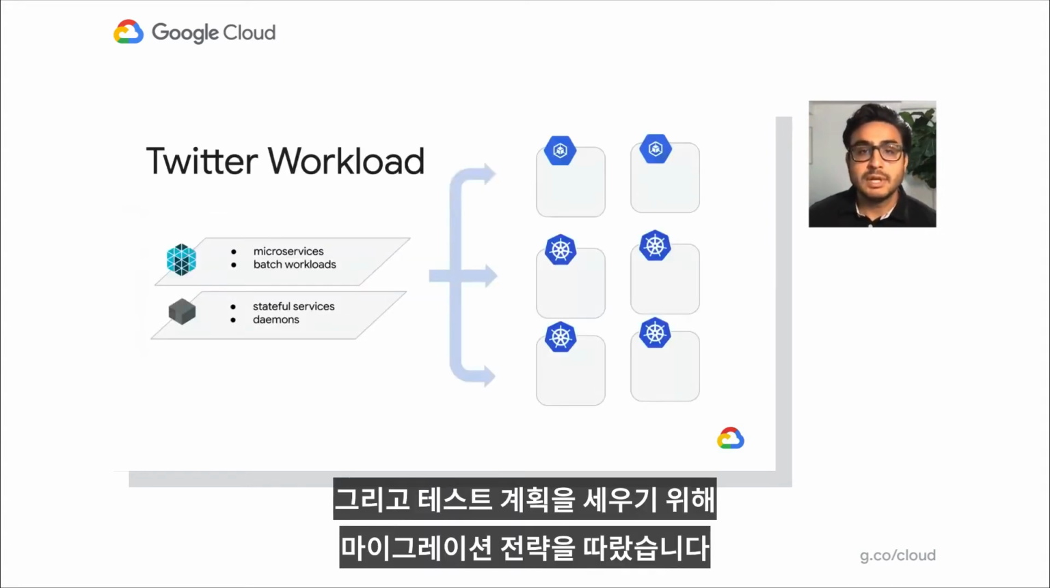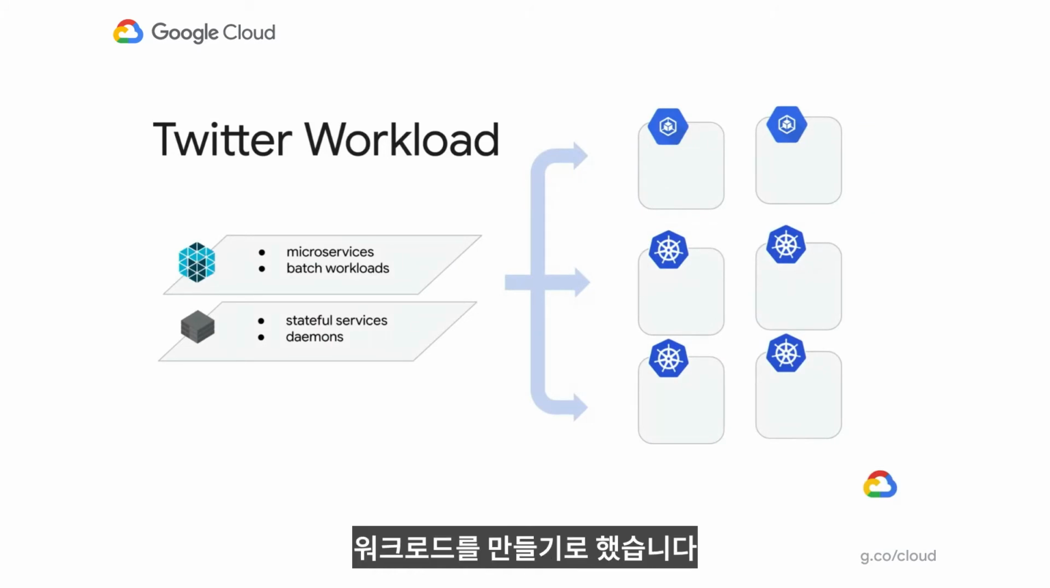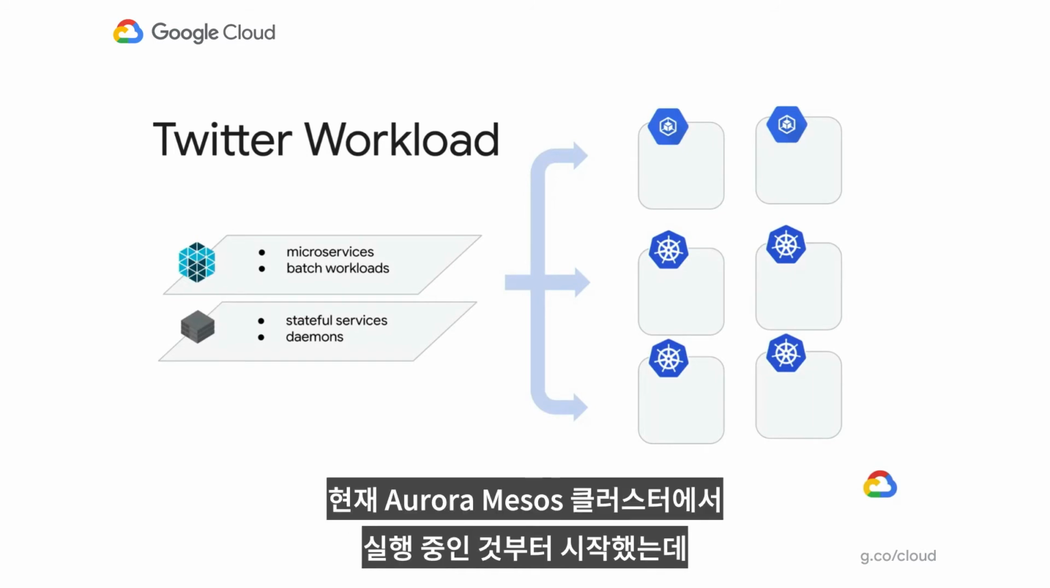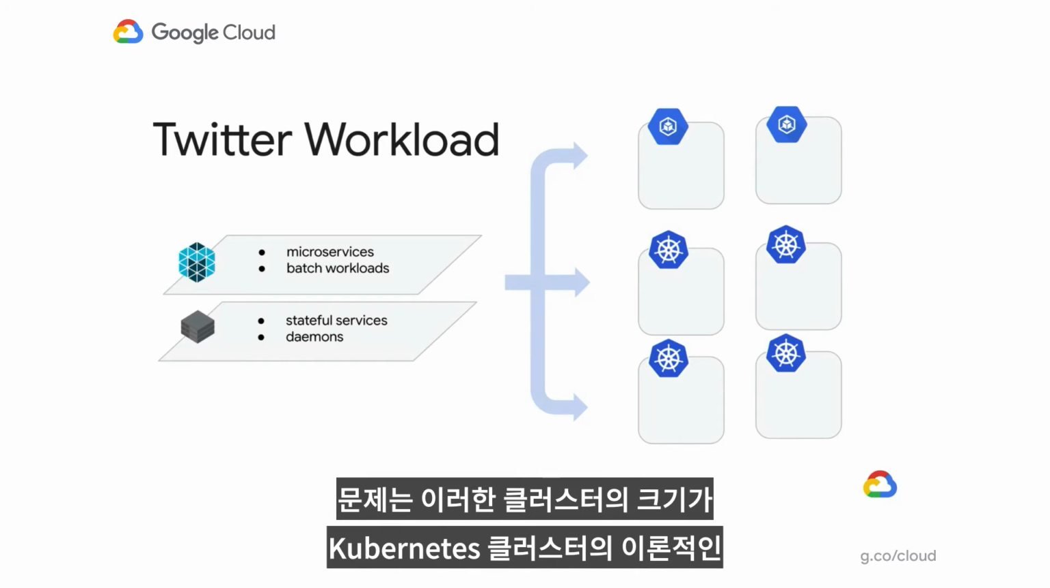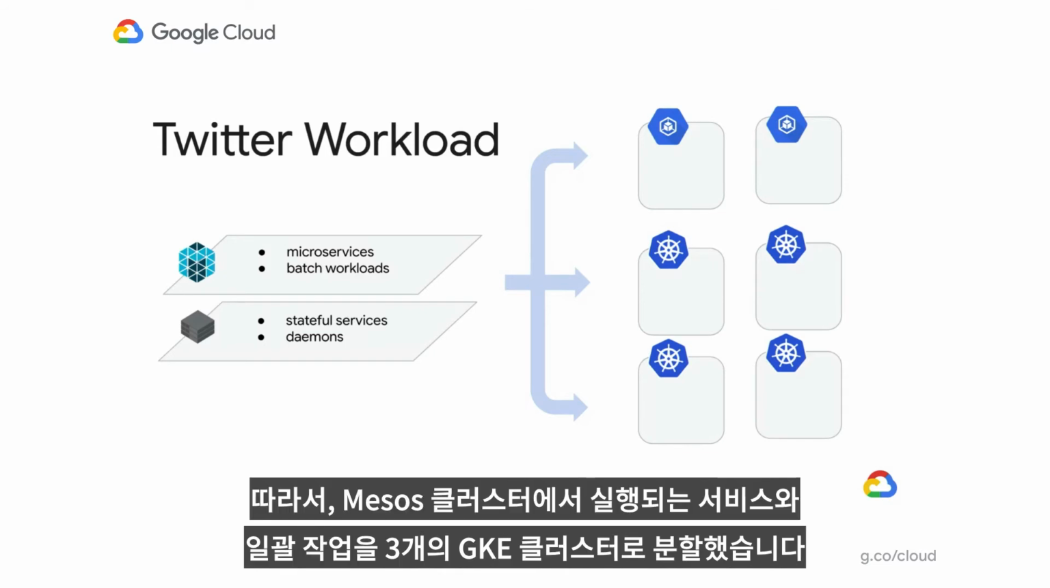To come up with a test plan, we followed our migration strategy. We decided to create a workload that would closely resemble what Twitter will eventually run in Kubernetes on-prem and also in GKE. We started with what we are currently running on Aurora Mesos clusters, but these clusters are at least 3 times larger than the theoretical maximum Kubernetes cluster sizes. So we split the services and batch jobs running on a Mesos cluster across 3 GKE clusters.